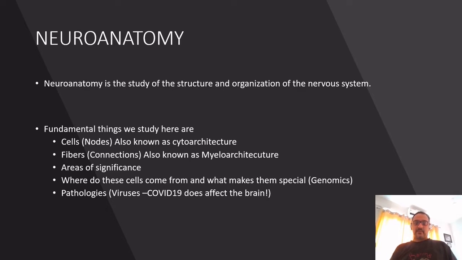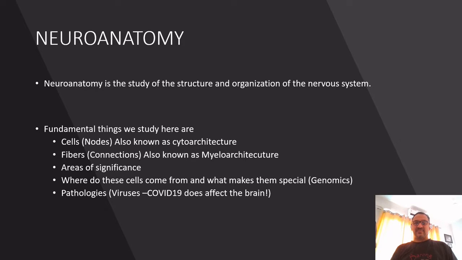The second thing that we want to study is the different connections between these nodes. These are sometimes referred to as fibers or connections, and we will also intermingle with the use of the word myeloarchitecture here. The third thing you want to study is areas of significance. For example, visual cortex has 40 different areas, each with its own different functions. So let's say a primary visual cortex or a face area. What exactly does it mean?